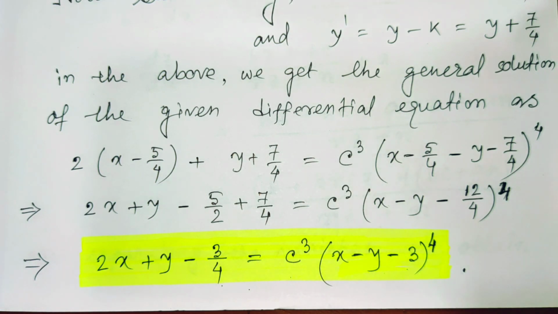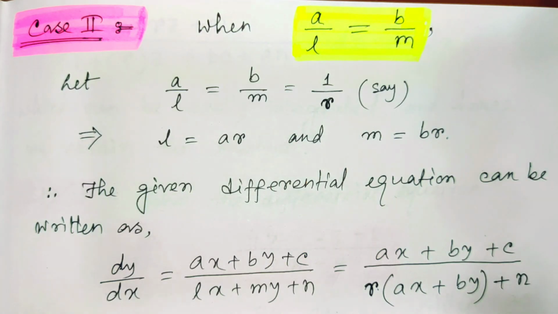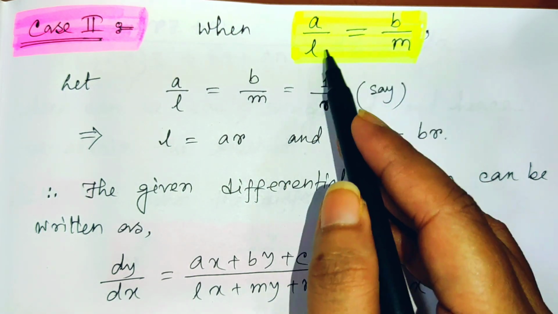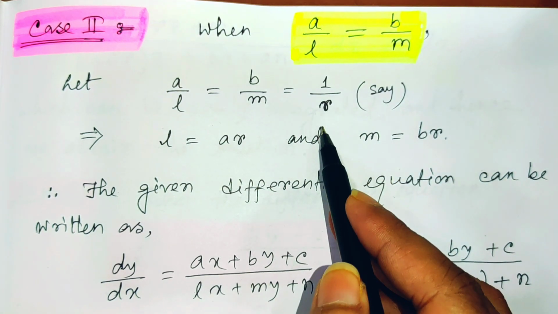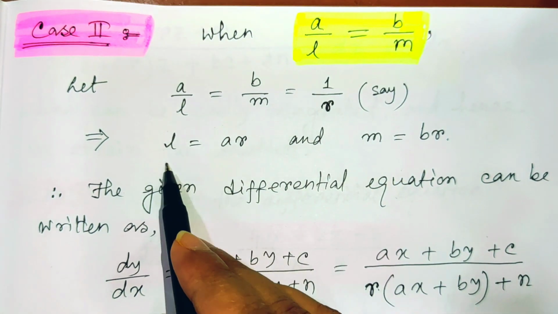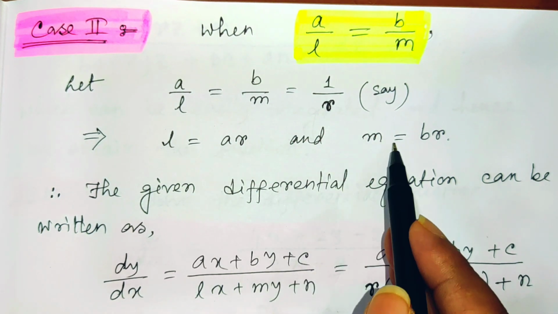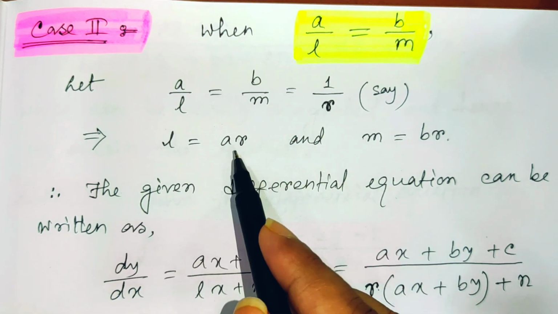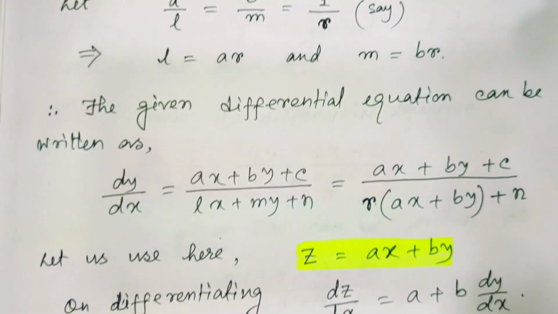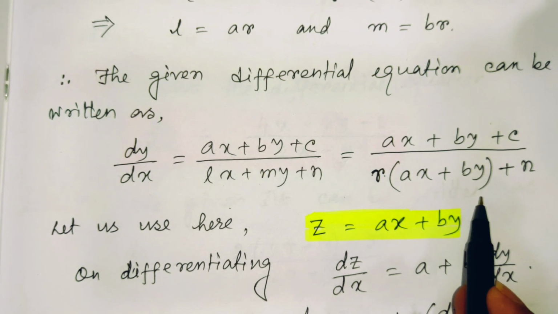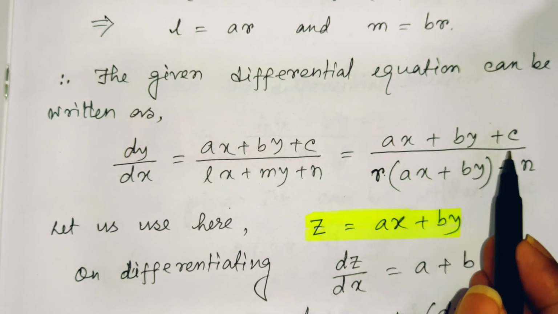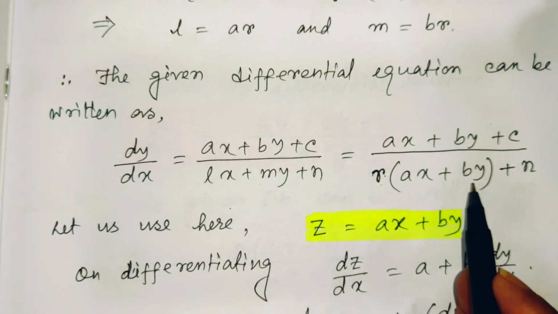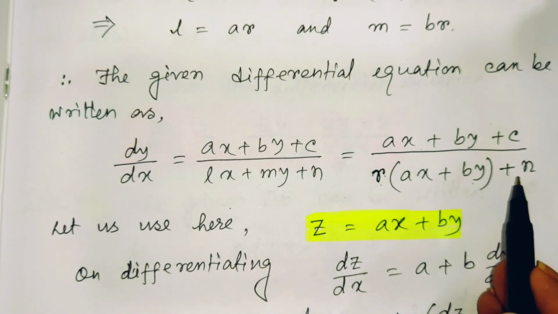Now the second method, in fact case 2, when a by L is equal to L by M. At that time we can take this ratio as equal to 1 by R, so that we can say L is equal to AR and M is equal to BR. Now if we substitute this L and M in terms of A and B in the given differential equation, then we shall find that AX plus BY plus C divided by R we can take common from the first two terms, so that we get AX plus BY same as the above one plus N.